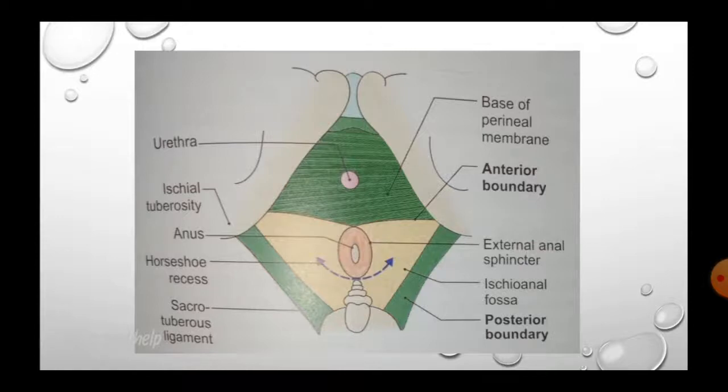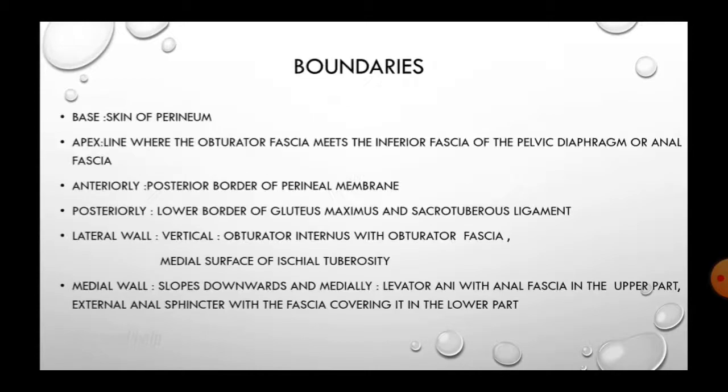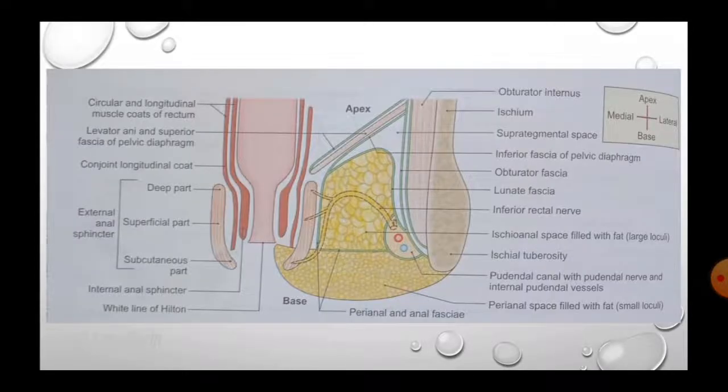Okay, so its dimensions: the length is about 5 centimeter, the width is about 2.5 centimeter, and the height is 5 to 6.2 centimeter. At this point, I hope you know what a wedge shape is. It is just like a pyramidal shape or in the form of a cake piece. So we have a base, an apex, and surfaces coming into its boundaries. And I think if we learn through the diagram, it will be easier. So here, this diagram is enough for learning the base, apex, and the lateral and medial walls.